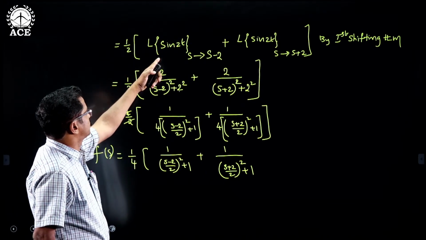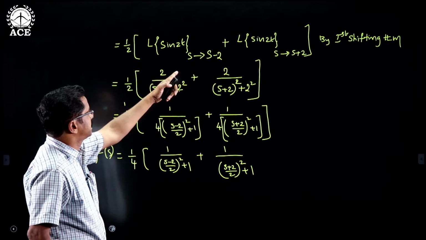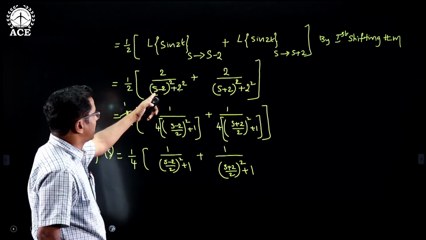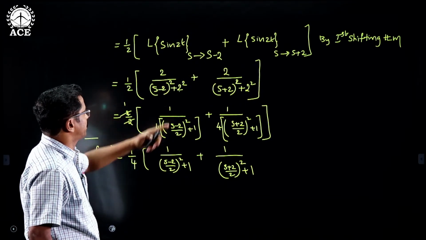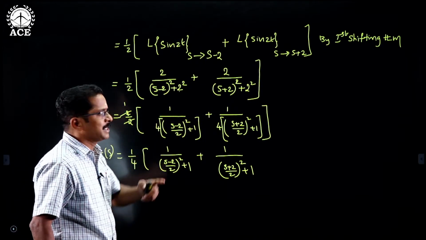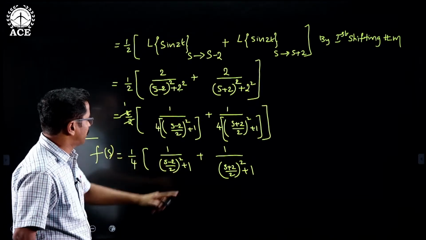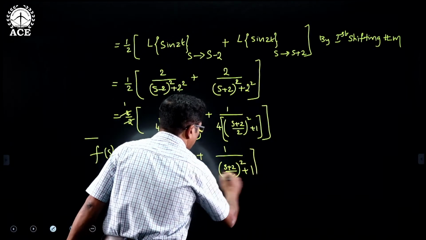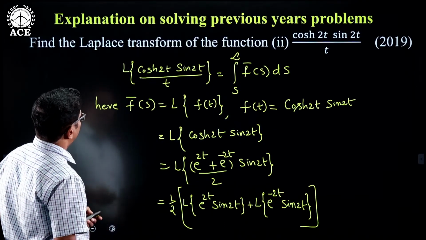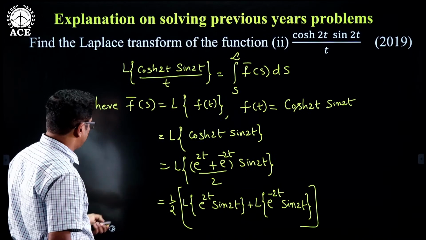Now, in the L of sin 2t formula, where s is shifted to s minus 2, I give s minus 2 in the place of s, and similarly s plus 2 here. So likewise I simplified. Okay, now I have to substitute here.